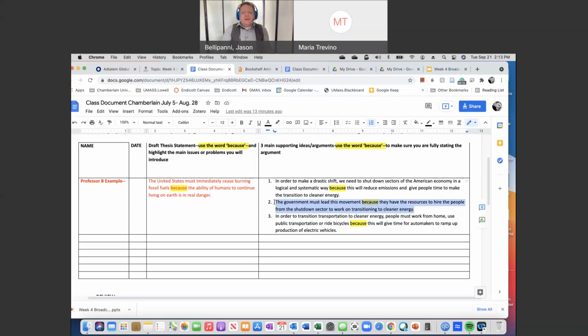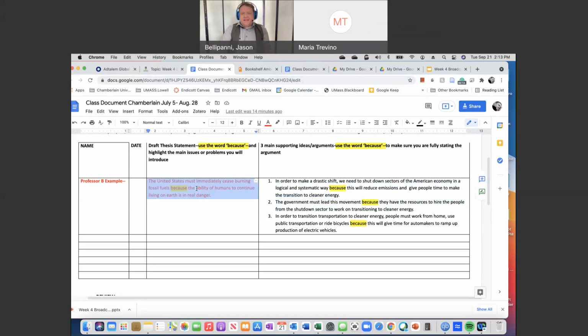Okay, so I'm going to decide it's the government's job. So we shut down a sector. The government sort of supports people and also gets them working on transitioning from fossil fuels to cleaner energy. In any event, what you need to have in order to do the discussion post is a supporting idea, right?